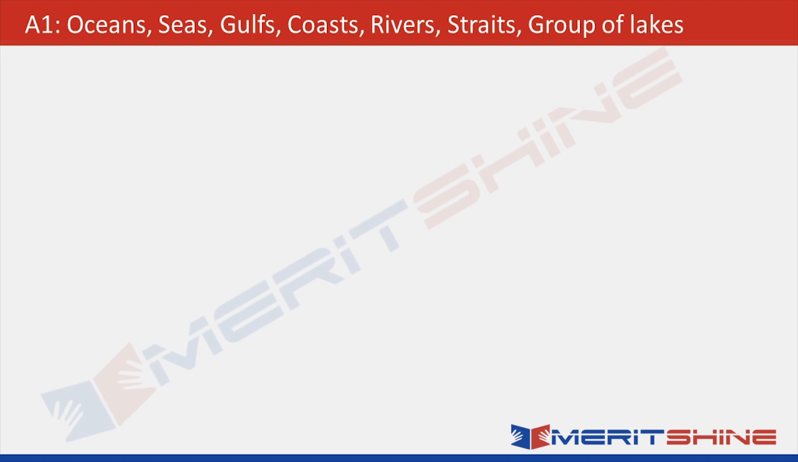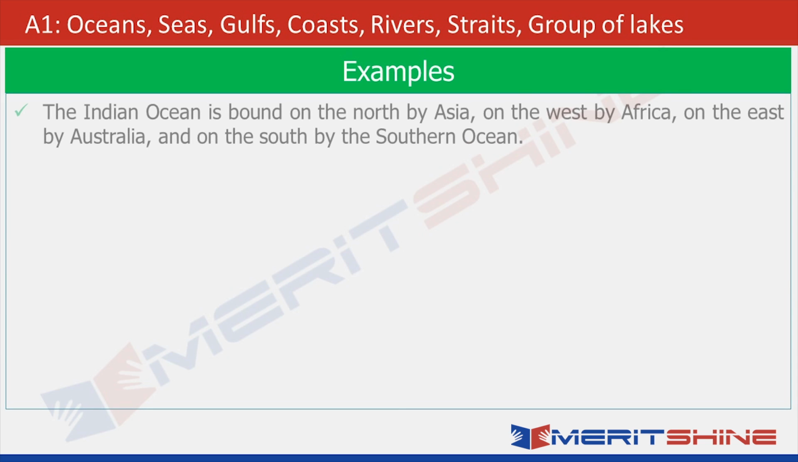The case A1 has the names of oceans, seas, gulfs, coasts, rivers, straits, and group of lakes. Let's look at the examples below. The Indian Ocean is bound on the north by Asia, on the west by Africa, on the east by Australia, and on the south by the Southern Ocean. In this sentence, as you can see, names of the oceans, that is Indian Ocean and Southern Ocean, take the article the. Also, I hope you remember from the last video, the names of continents do not take any article.